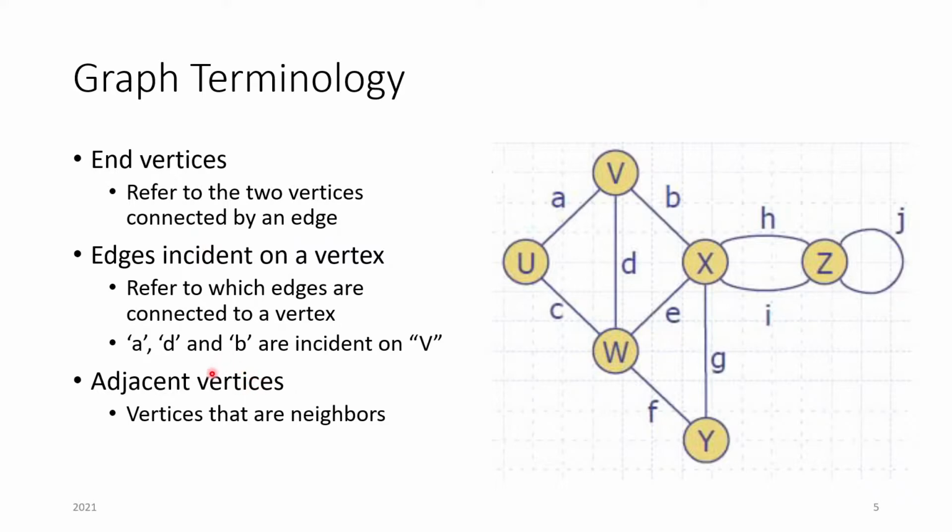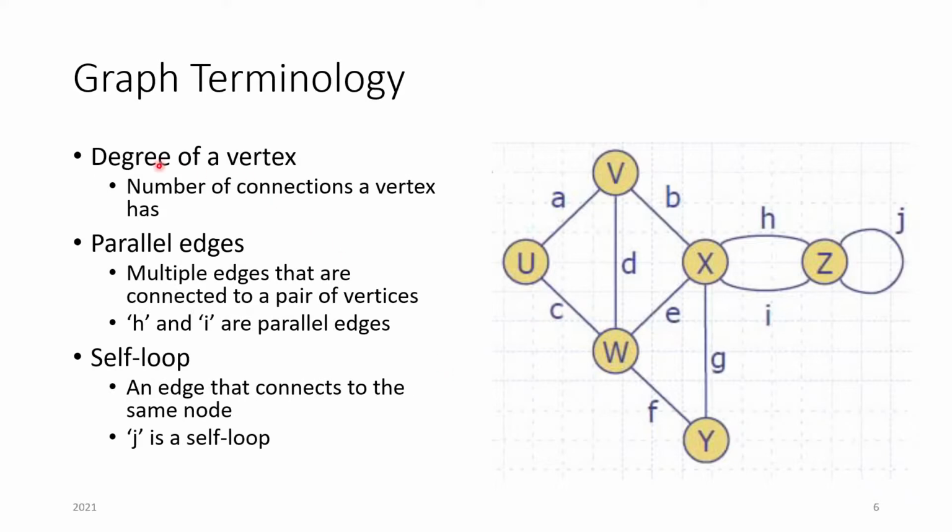Adjacent vertices are what we refer to as vertices that are neighbors, so basically vertices that are connected to each other. Vertices here being nodes, U and V are neighbors because of the existing connection represented by edge A. And U and W are also neighbors because they have an existing connection represented by an edge. The degree of a vertex, or of a node, refers to the number of connections that a vertex has. For example, node V here has 3 connections, A, D, and B. So the degree of vertex V would be 3.